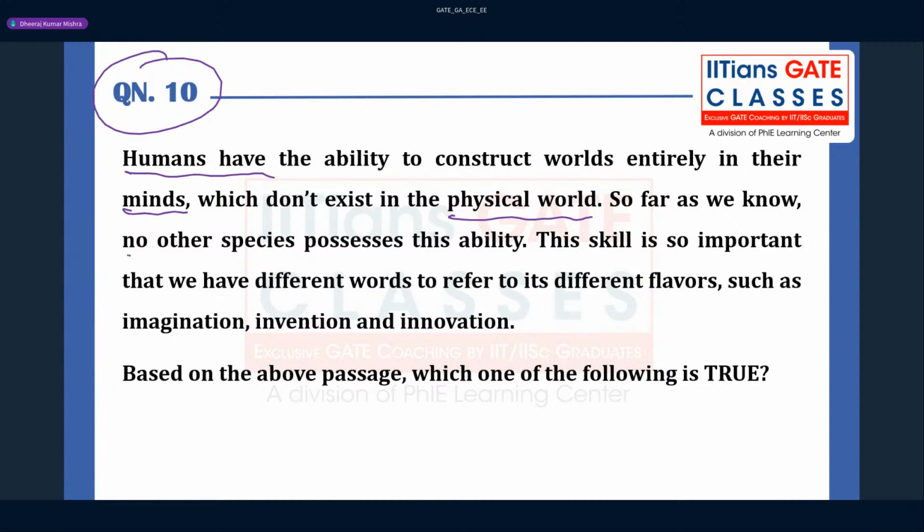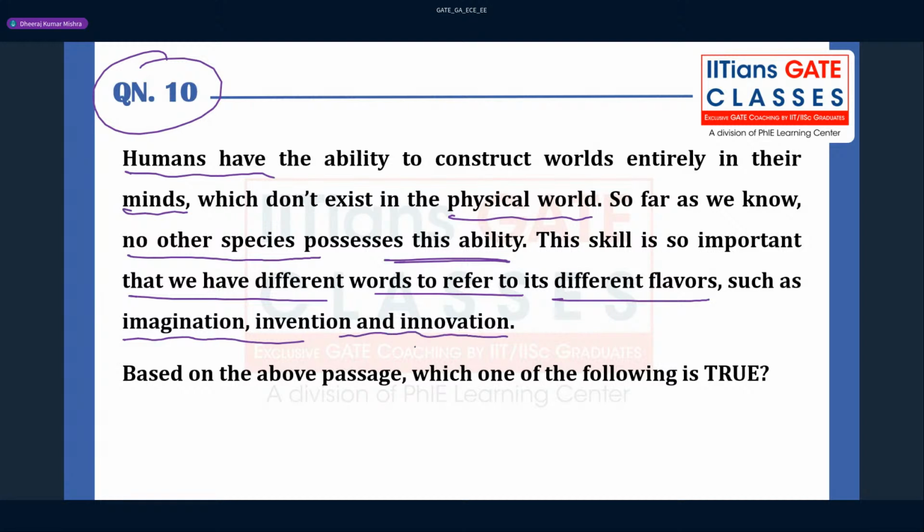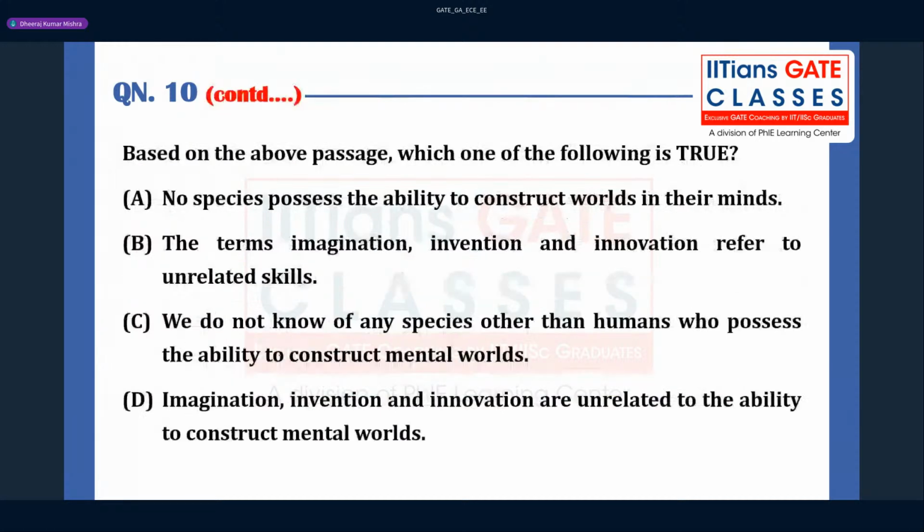So far we know no other species possesses this ability, okay? So we know that if you take other species, they don't have such kind of ability, right? So this skill is so important that we have different words to refer to its different flavors, such as imagination, invention, and innovation, right? We have different words to refer to it, okay? So this is imagination, kind of invention, innovation. So based on the above passage, which one of the following is true? Again, this is an inference based question.